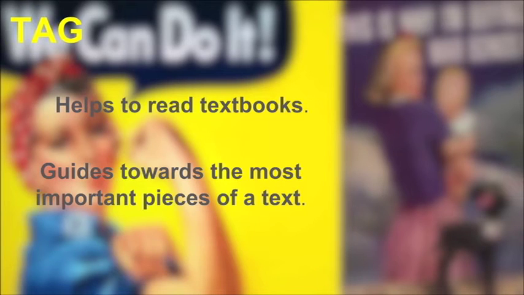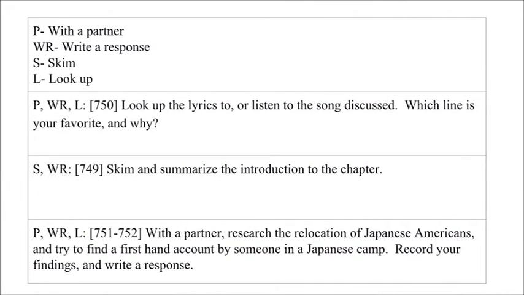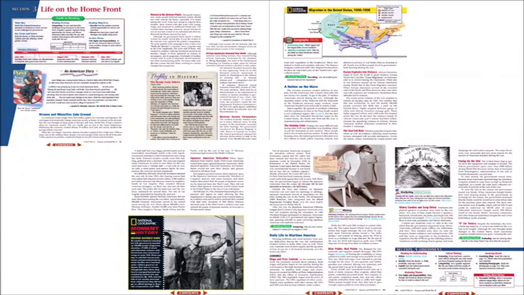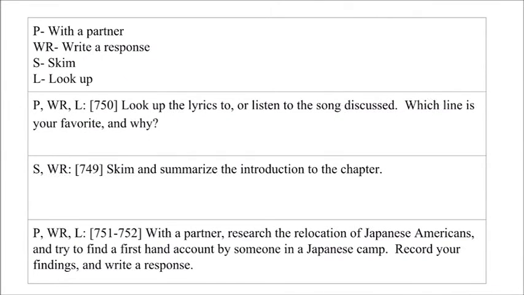In the first, the students will receive something like this. This is an example of a textbook activity guide based on this chapter of our textbook, which covers the home front during World War II. On the guide, notice how there is a key on the top of the page that explains the types of symbols that will be used.